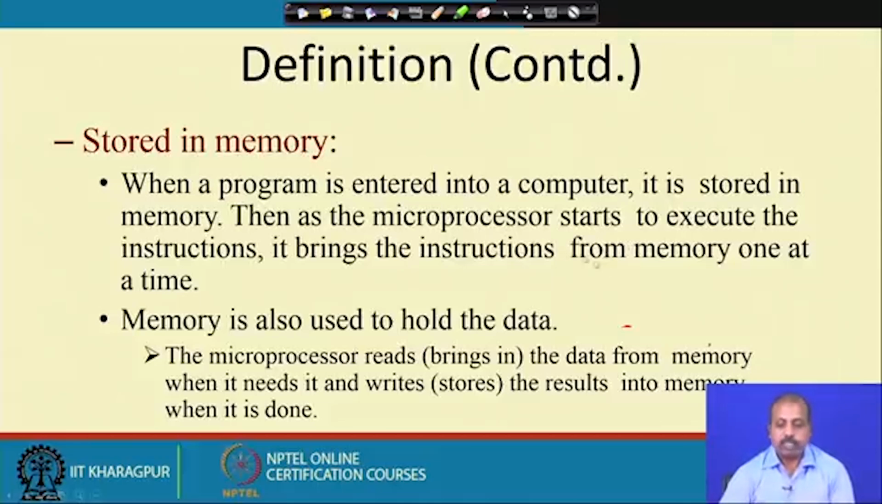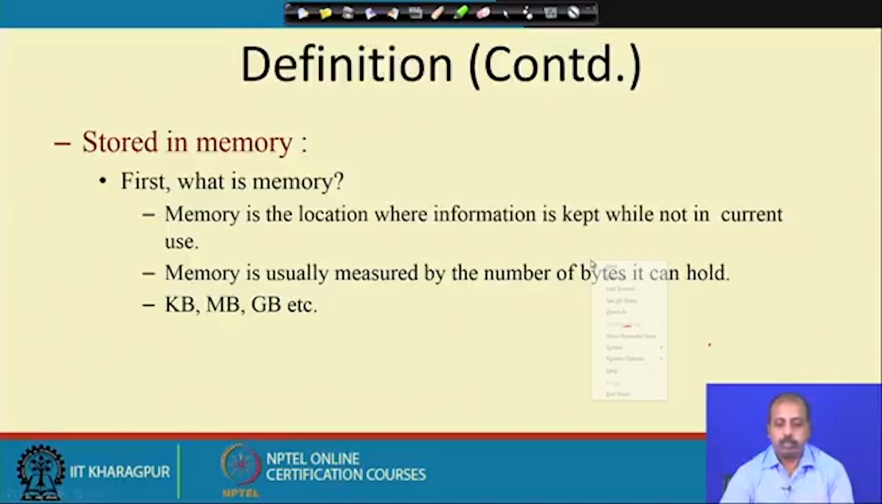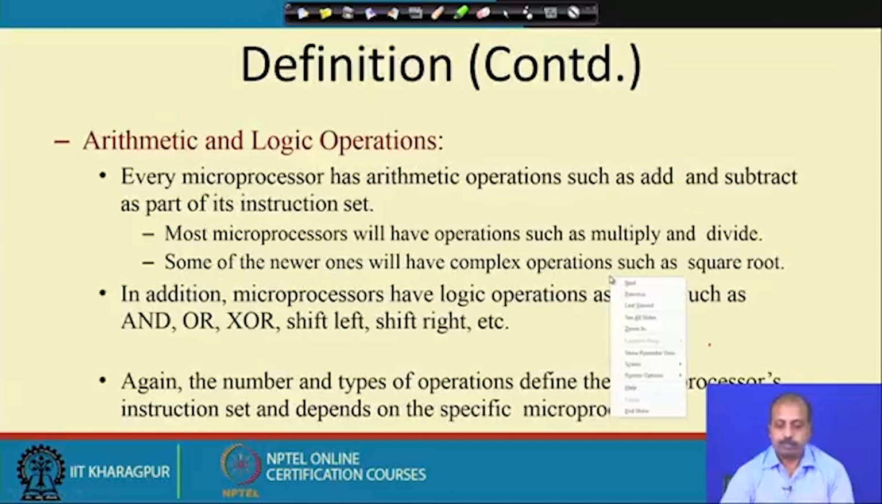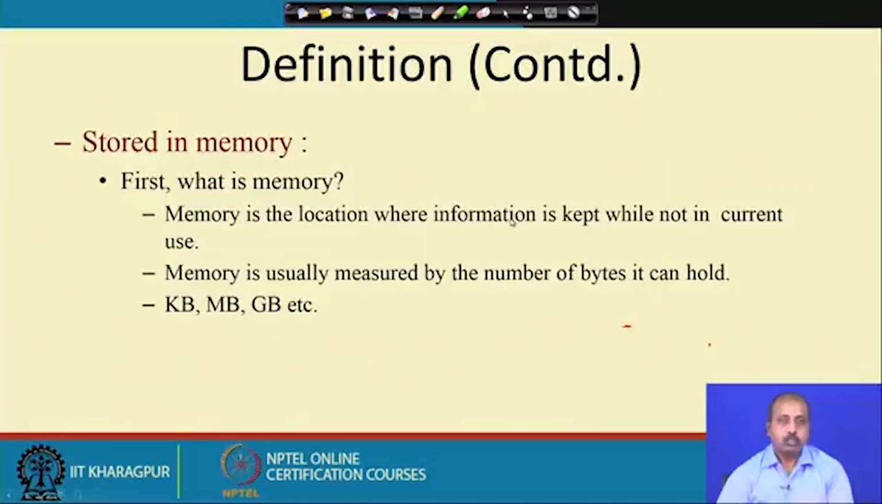Another important thing that we have not considered is the stored in memory. So, what do we store in memory? We have already seen what memory is, so we can just quickly recapitulate. This is the location where the information is kept while not in current use. What do I mean by not in current use? Not in current use by the processor. The processor is at present not using it.